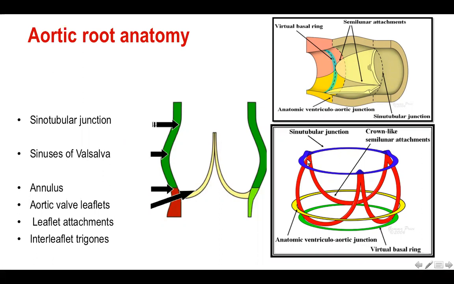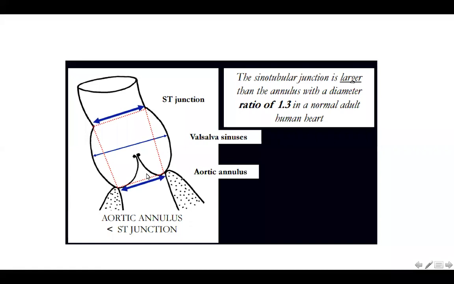There are three junctions in the aortic root: the physiological junction, the anatomical ventricular aortic junction, and the virtual basal ring. As we know, the aortic annulus is a little bit smaller than the sinotubular junction. The sinotubular junction is larger, around 1.3 times the aortic annulus.